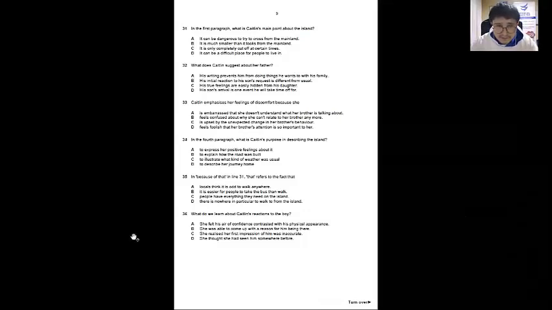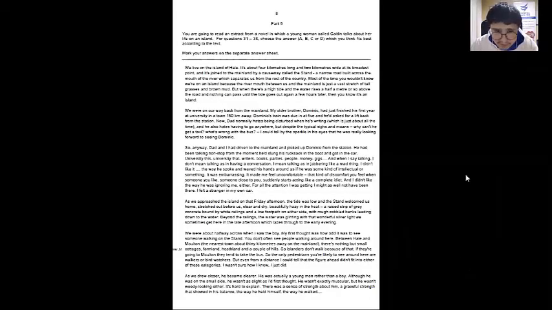So let's go back to the text. In the last paragraph then, we have this. As we drew closer, he became clearer. He was actually a young man rather than a boy. Although he was on the small side, he wasn't as slight as I had first thought. He wasn't exactly muscular, but he wasn't weedy looking either. It's hard to explain. There was a sense of strength about him, a graceful strength that showed in his balance, the way he held himself, the way he walked.